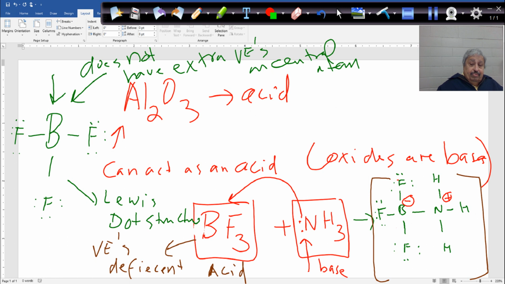Anytime the molecule has extra valence electrons at its central atom, this molecule will act as what? As a base. Are you following me here? Another example, an organic one. You get the idea how this looks now.